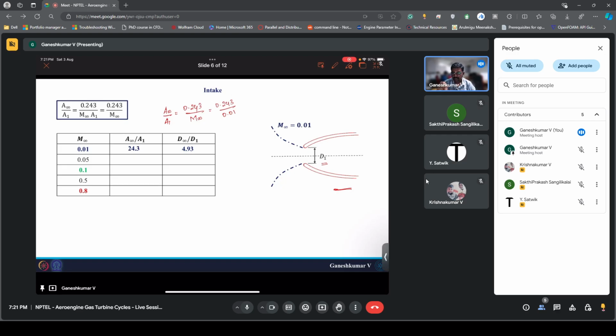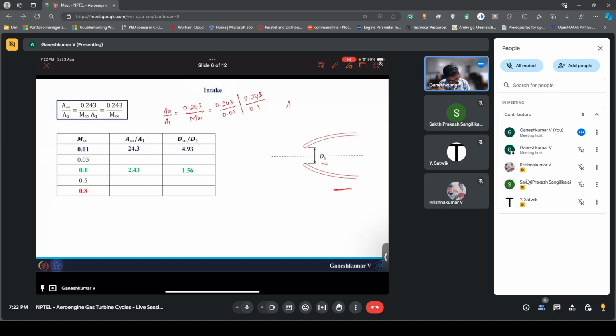And then for M infinity equal to 0.05, you can calculate similarly. I am leaving it as an exercise. And for M infinity equal to 0.1, let's say, instead of the previous value you just need to substitute 0.243 by 0.1. Okay, this is what you need to do. So you just need to substitute the M infinity that you have to get A infinity by A1, which comes out to be 2.43. Okay, and how did I convert A infinity by A1 to D infinity by D1? That should be straightforward, right?